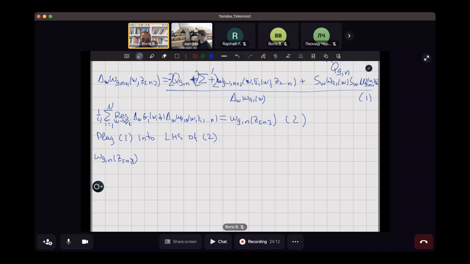Is equal to. So 1/4 some residue delta w g I w0 over delta w omega 01 w, times. Okay, one moment. Does anyone recognize this ratio? Is it similar to something which we had somewhere else?